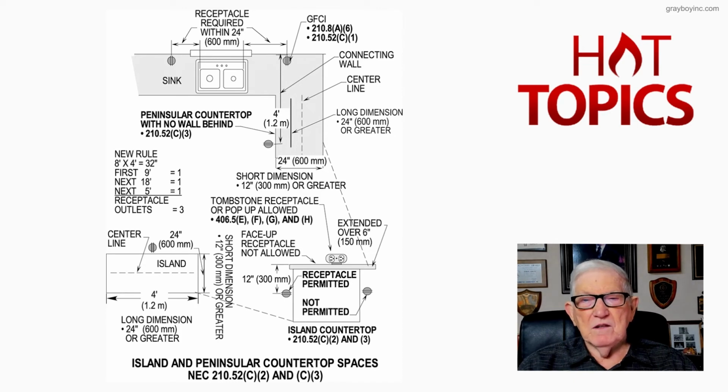And then when you deal with that tombstone receptacle or pop-up allowed, just look at 406.5(E), (F), (G), and (H). You're going to have (E), (F), (G), and (H). Read those very carefully. And when you compare 210.52(C)(2) and (C)(3) with 406.5(E), (F), (G), and (H), you'll have a good handle on where and how these outlets have to be installed. And that's what this illustration is illustrating to the user of the NEC.